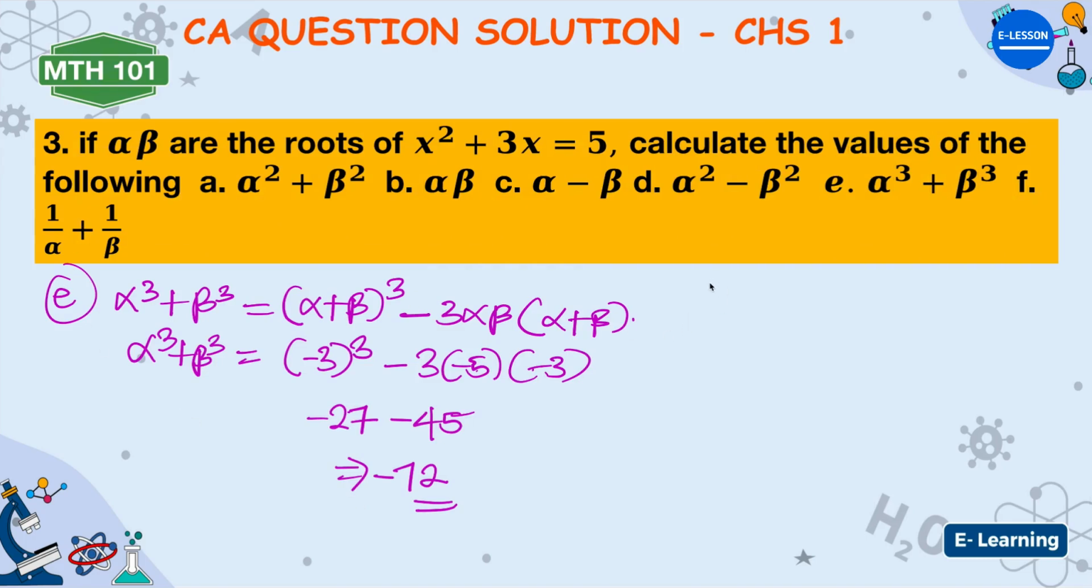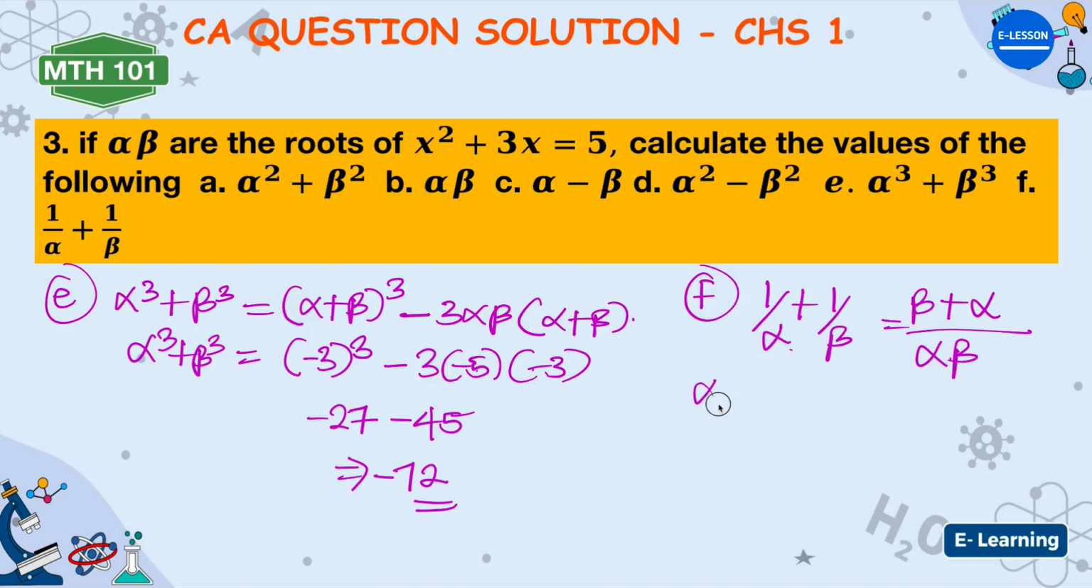Now, the last but not the least is F. F says 1 over alpha plus 1 over beta. What is the LCM of this and this? It is alpha beta. Now, alpha beta going into this, what will be left is beta. Beta times 1 is beta. Alpha beta going into this, you are left with alpha multiplied by 1.